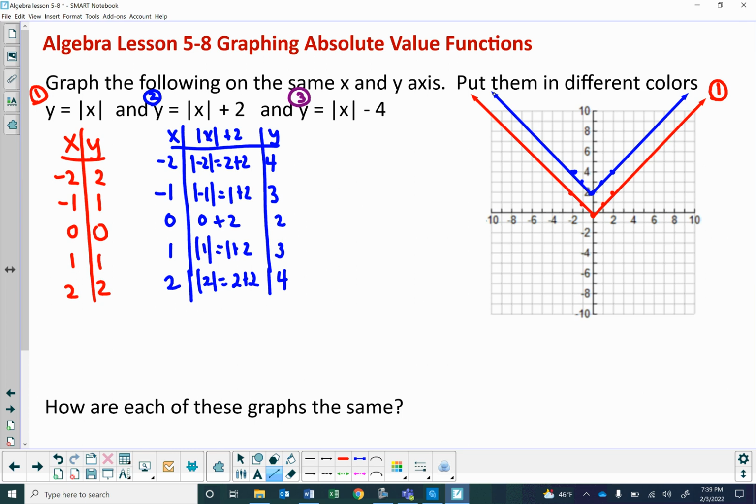Looks like that. All right. So this is equation number 2. Now let's look at equation number 3.